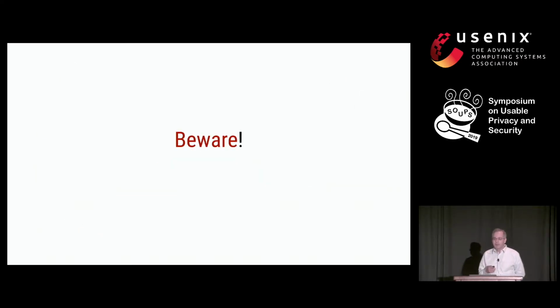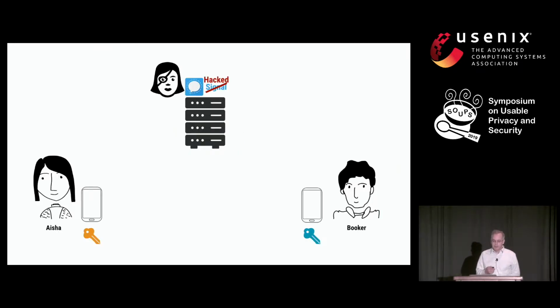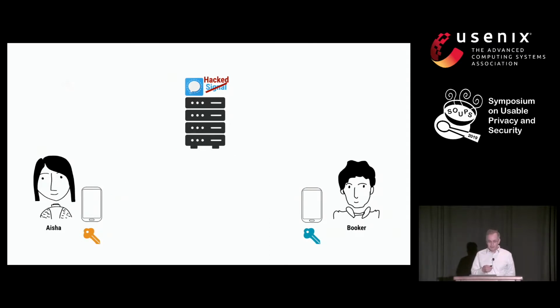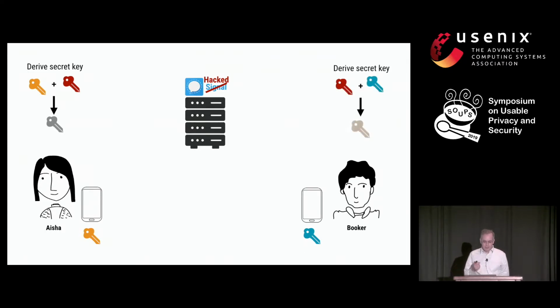But we have to beware. We might have an attacker who tries to break into the system. So here I'm showing our elite hacker who has broken into the Signal server. And what this hacker is going to do is she's going to give a red key to Aisha, claiming that that is Booker's key, and a red key to Booker, claiming that it's Aisha's public key. And then she's going to have them derive their secret keys. We have Aisha deriving a dark gray and Booker deriving a light gray key.